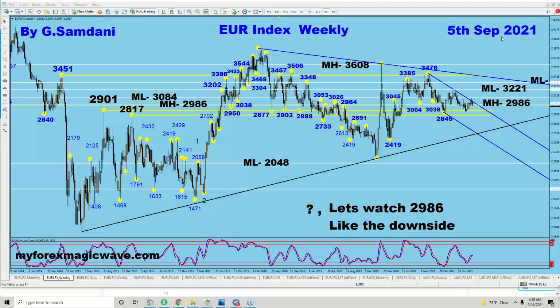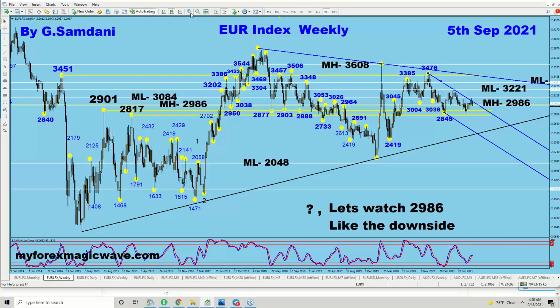This is a Euro Index weekly chart. As you can see here, I made this chart on September 5th, and it's still intact, and it's coming off of a TL. You can see this small blue TL. The first and the second points of the TL are these two, and then you can see here the last week.